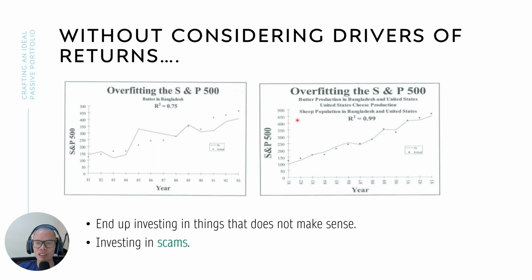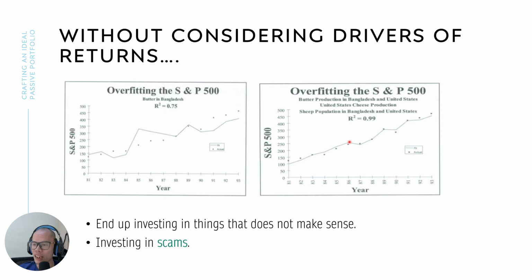So what you don't want is that if you don't consider the returns, you will have situations like this. These are two illustrations. If you plot out the S&P 500 and let's say the butter prices in Bangladesh, you can see that the R square equals 0.75, which, if it's closer to 1, means they have a close correlation. But can you infer that now that you know the butter price in Bangladesh, it can predict the price of the S&P 500? This is a bit far-fetched, but most likely you all would think not.